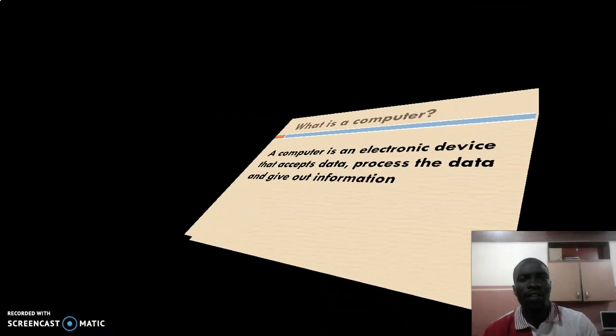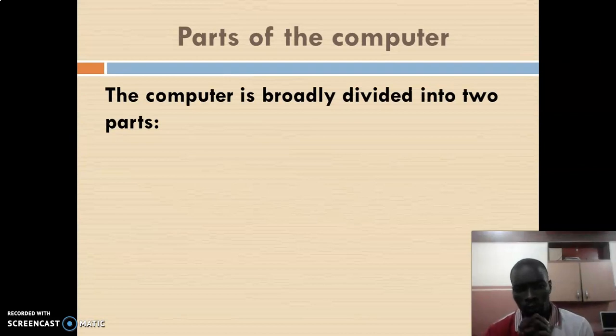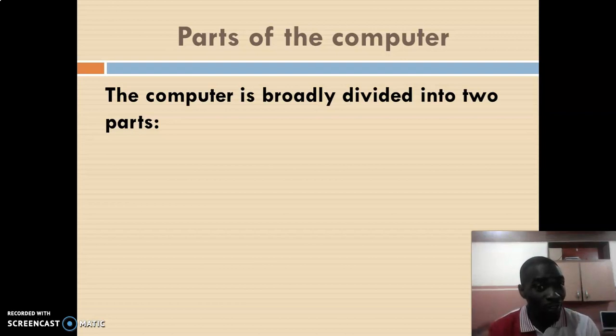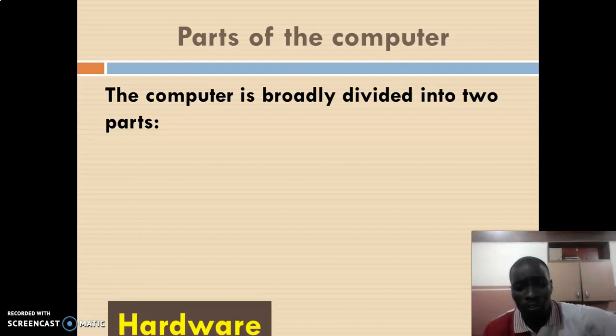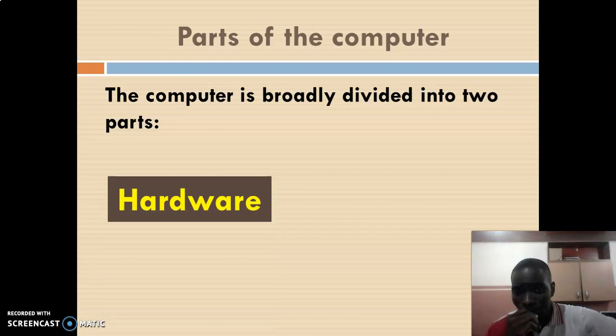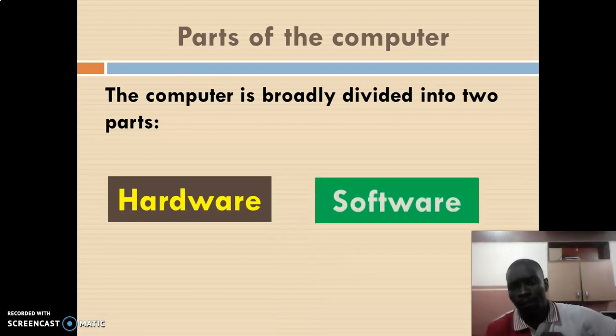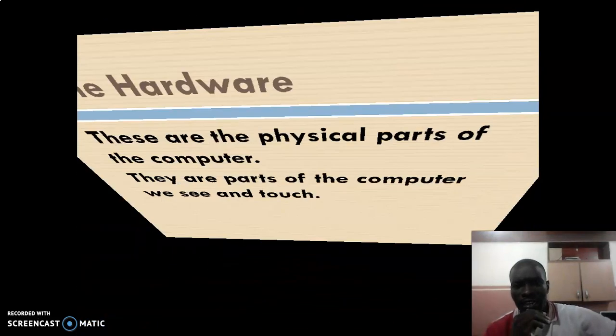Now, having said that, let's look at the parts of a computer. Now, the computer is broadly divided into two parts. Okay. Now, later on in the course of learning and working together, we get to see that there's actually a third part. But for now, it is divided into two parts. And what are they? You're wondering. Number one, the hardware. Okay, and number two is the software. Now let's look at the hardware in details.